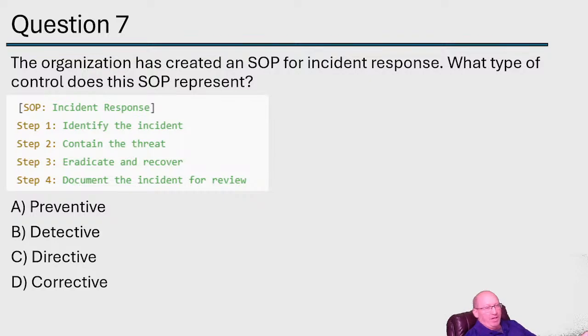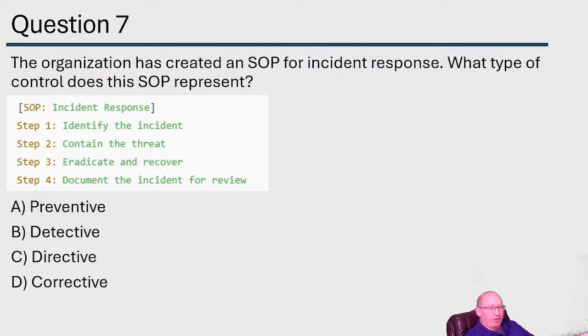What do you think? All right, let's answer this one, shall we? Let's do it, right? The organization has created an SOP, a standard operating procedure for incident response. What type of control does this SOP represent? We have incident response. All right, let's start with preventive control. Does an incident response provide a preventive control? I mean, it's before something happened, right? So I would say maybe on this one, big maybe.